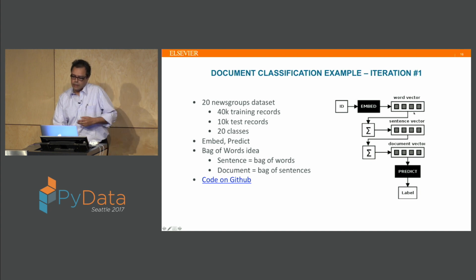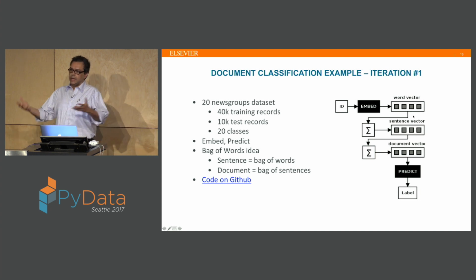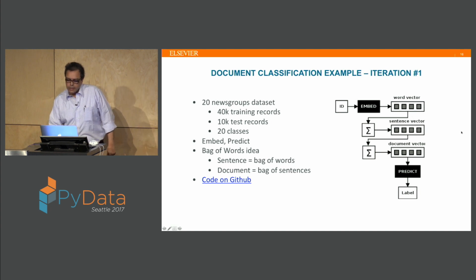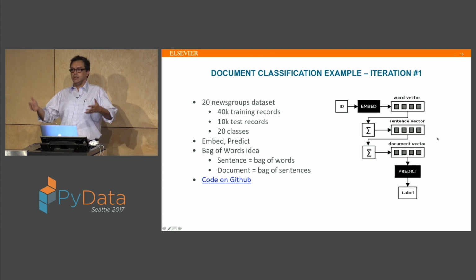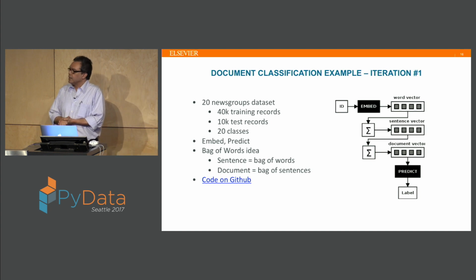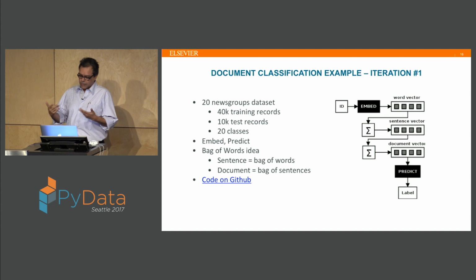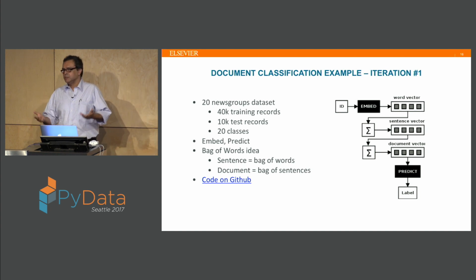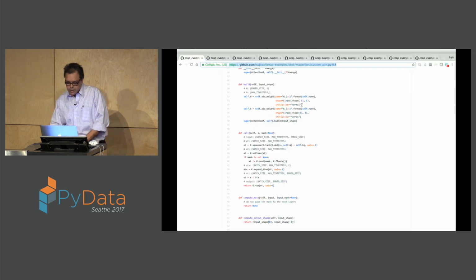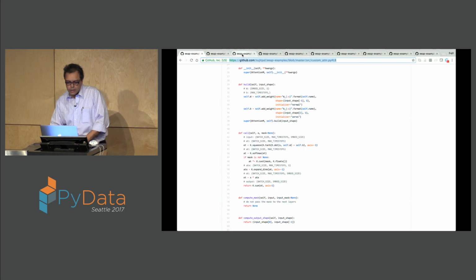And then, since a sentence is a bag of words, I basically add all the vectors to create my sentence vector, and I average them. And again, since my document is a bag of sentences, I take my sentence vectors, add them up, and average them again. And then I send it through a fully connected layer, the predict layer, and basically get my prediction. So this is really simple. This is how I used to do it before I learned how to do the other stuff. And I can show you the code for this. It's really simple. Let's see.